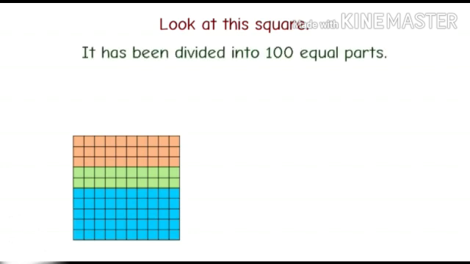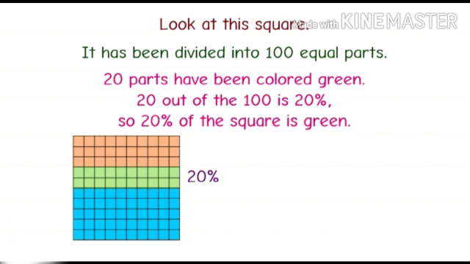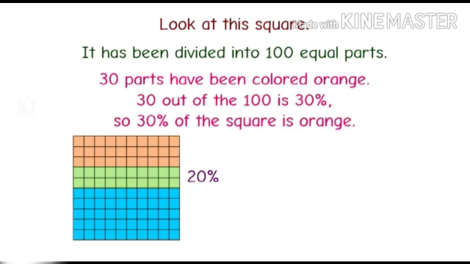Look at this square. It has been divided into 100 equal parts. 20 parts have been colored green. 20 out of the 100 is 20%. So, 20% of the square is green. 30 parts have been colored orange. 30 out of the 100 is 30%. So, 30% of the square is orange.